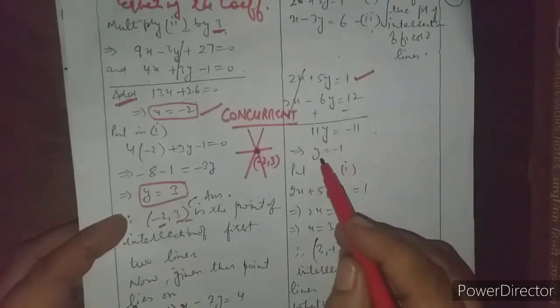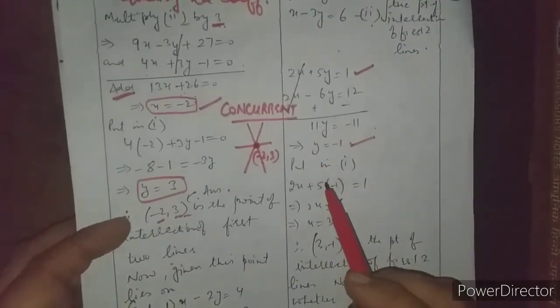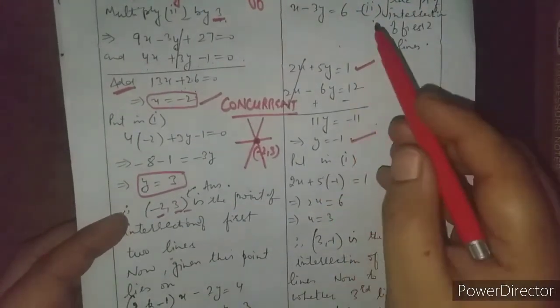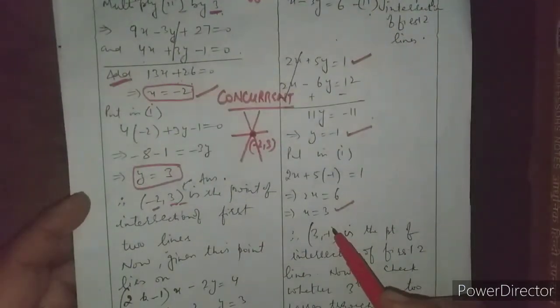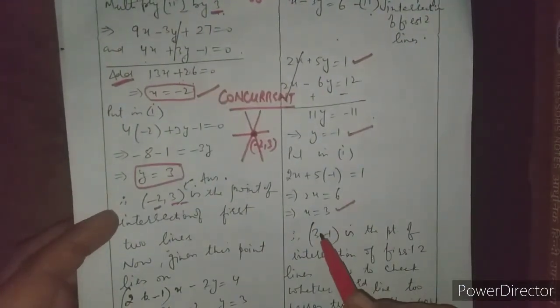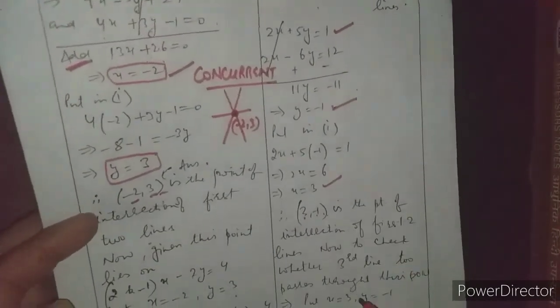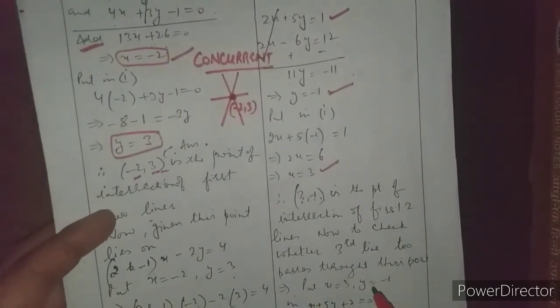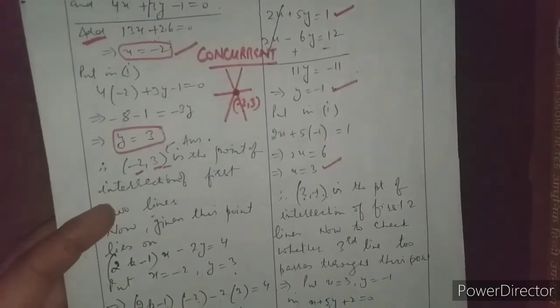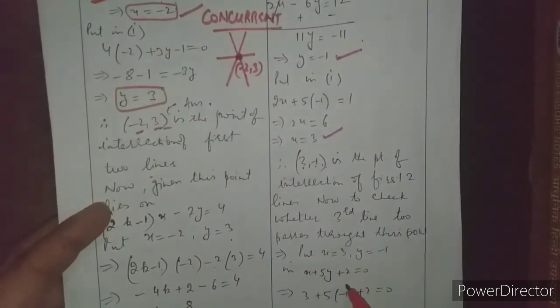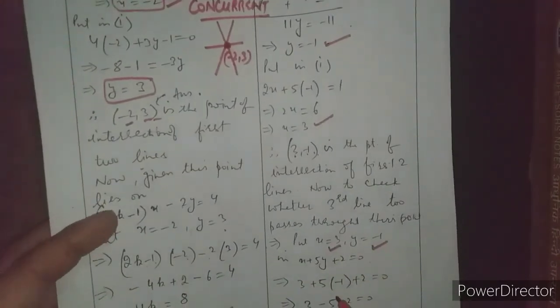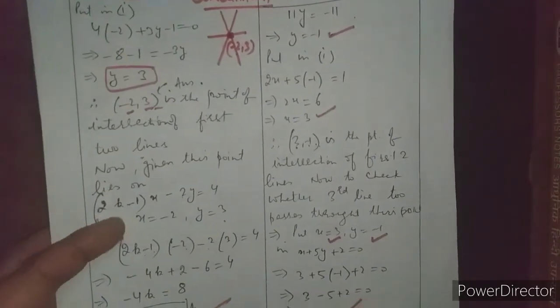Solving, I get 11y equal to minus 11, or y is equal to minus 1. Now put this value of y in our first equation, and I will get the value of x here. Then to check whether this point of intersection, 3 comma minus 1, is on the third line, that is, whether the third line also passes through this point, in the equation of the third line, which was x plus 5y plus 2 equal to 0, I will put the value of x and y, and I will finally get 0 equal to 0.